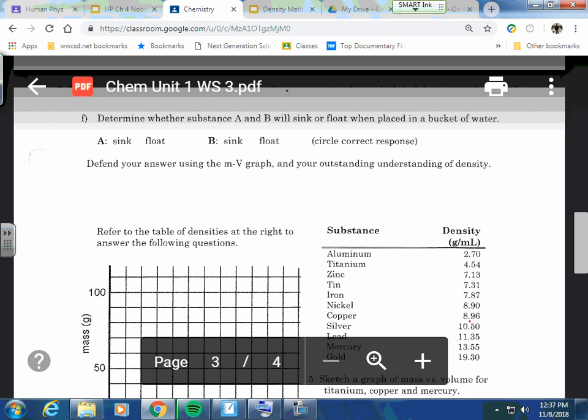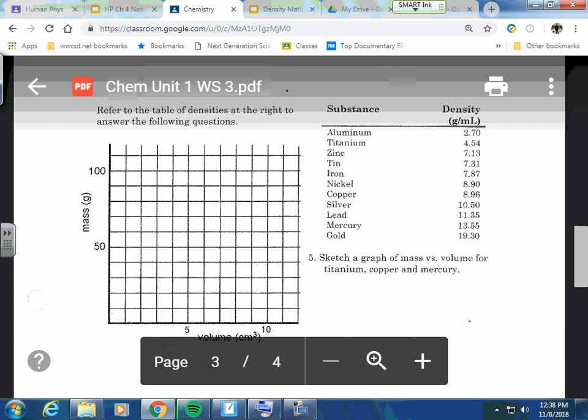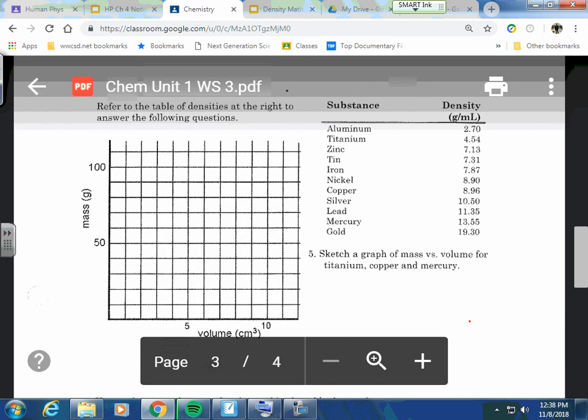Defend your answer. We just did. Okay, some people really struggle with this. Sketch a graph of mass versus volume for titanium, copper, and mercury. All right, so how am I going to do titanium? Well, we have the density here of a bunch of different substances. This might be important to note on our summary.